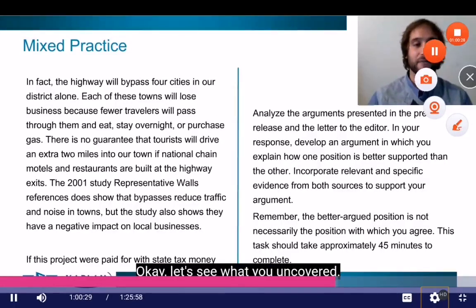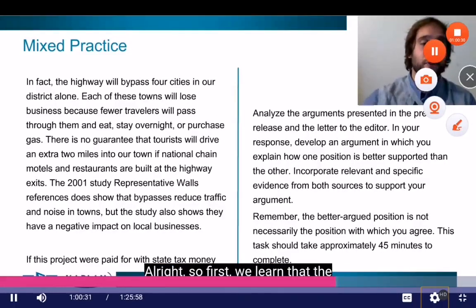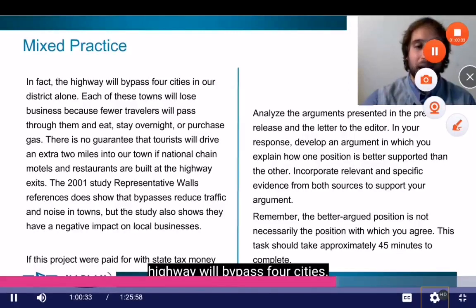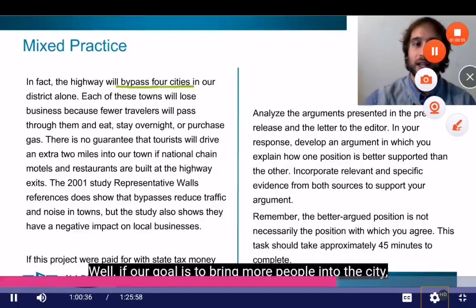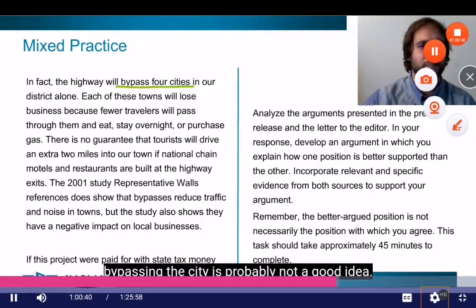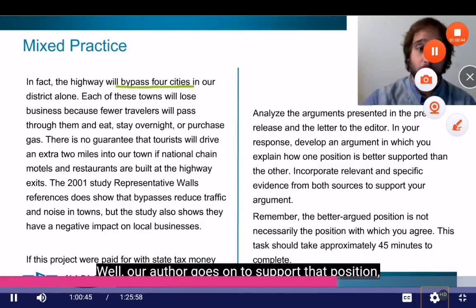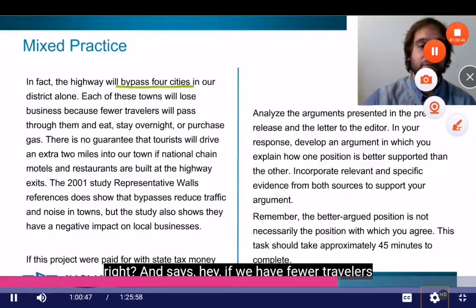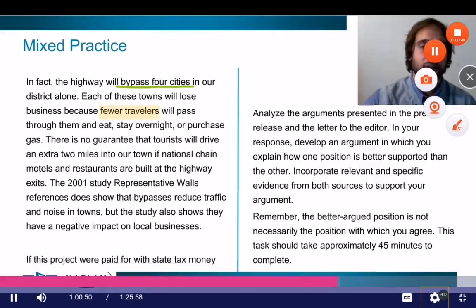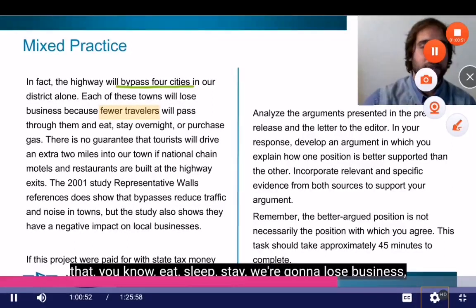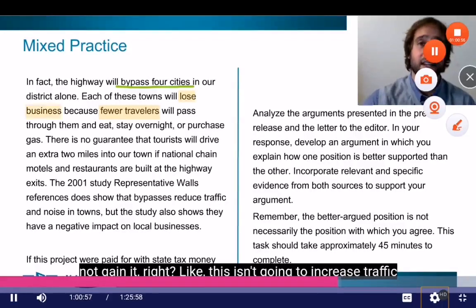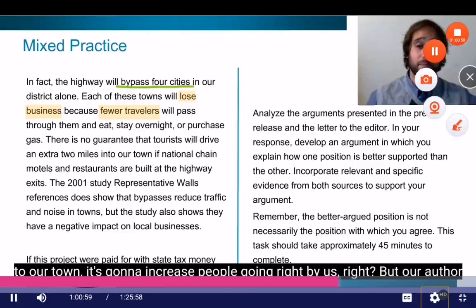Okay, let's see what you uncovered. All right, so first we learned that the highway will bypass 4 cities. Well, if our goal is to bring more people into the city, bypassing the cities is probably not a good idea. Well, our author goes on to support that position, right? It said, hey, if we have fewer travelers that eat, sleep, stay, we're going to lose business, not gain it, right? This isn't going to increase traffic to our town. It's going to increase people going right by us, right?